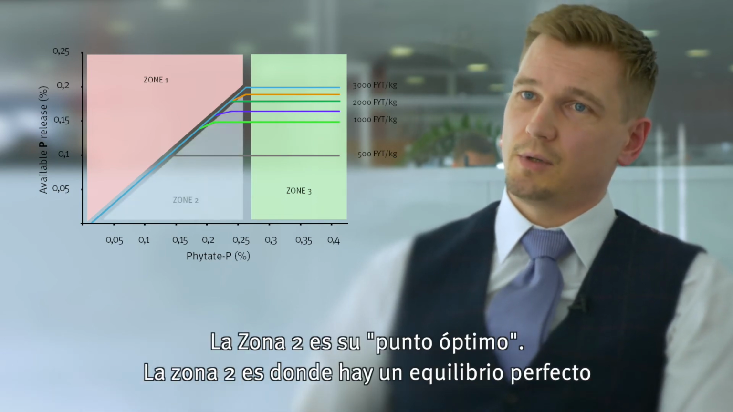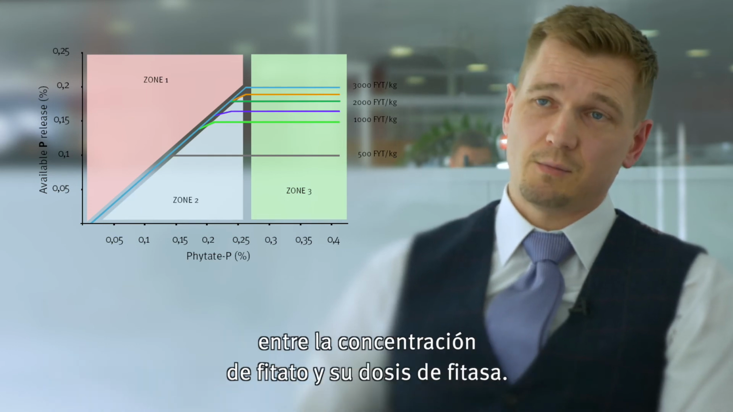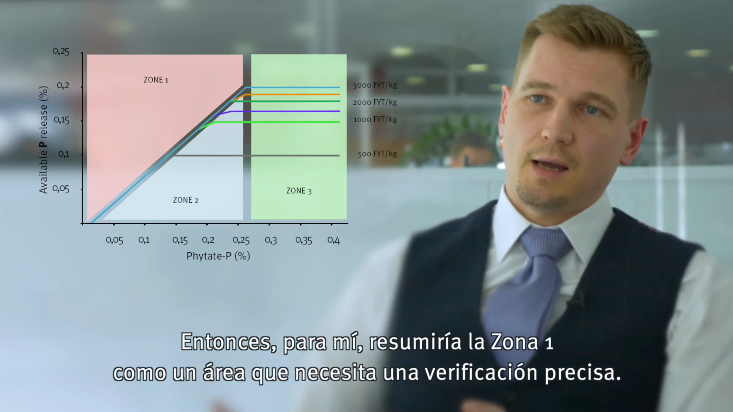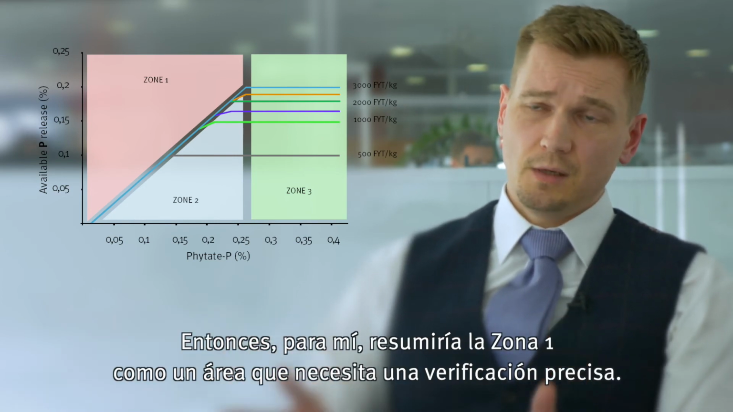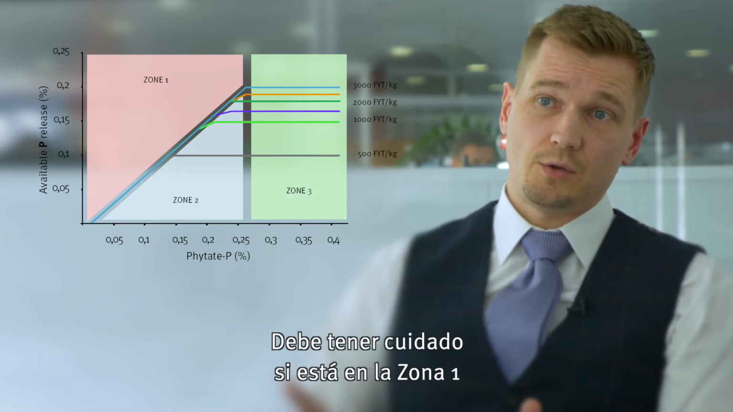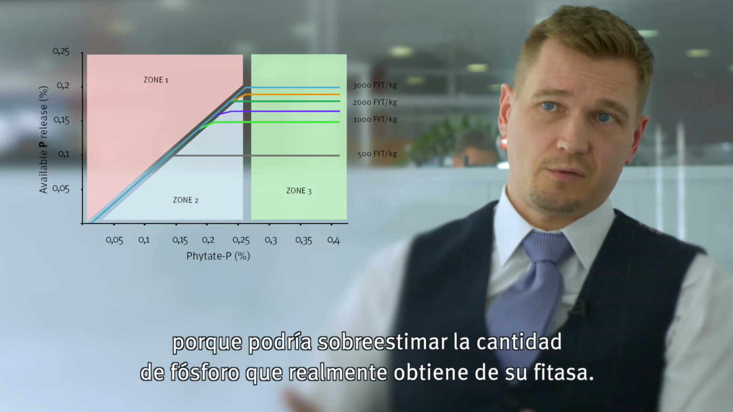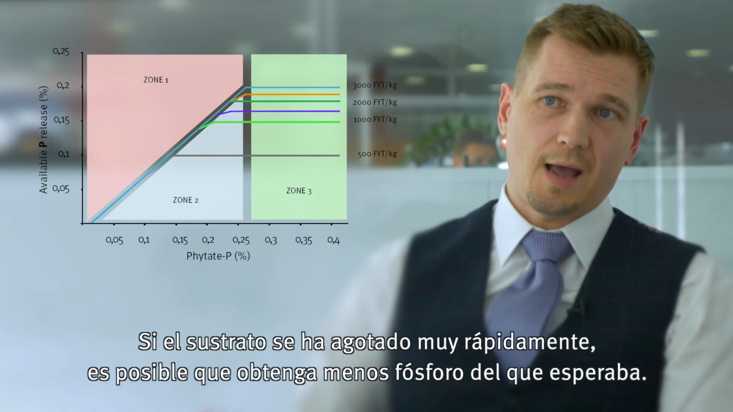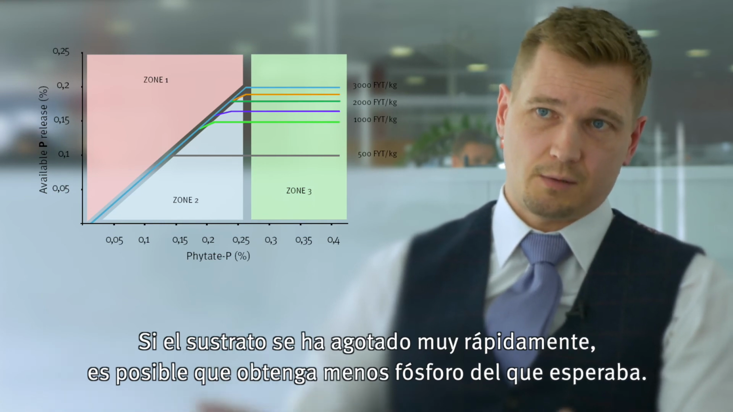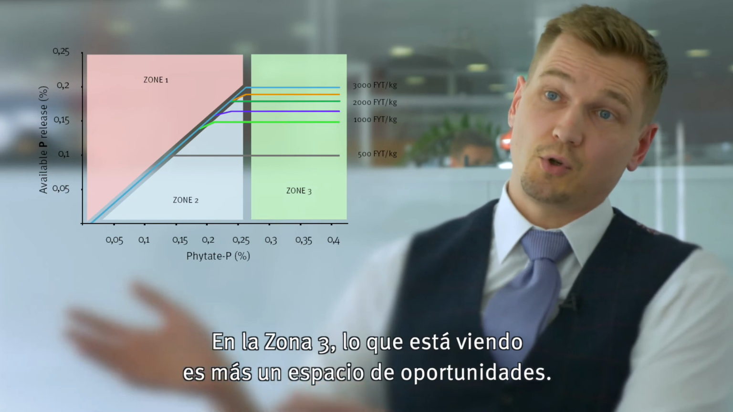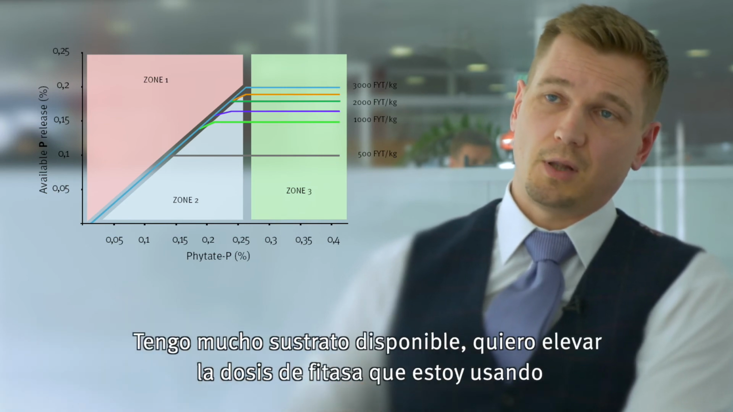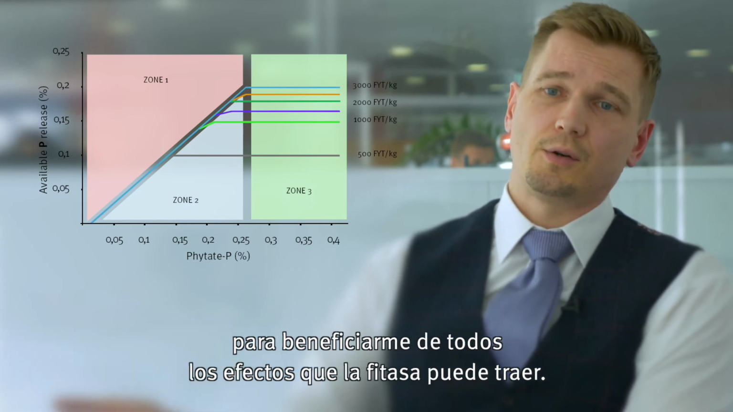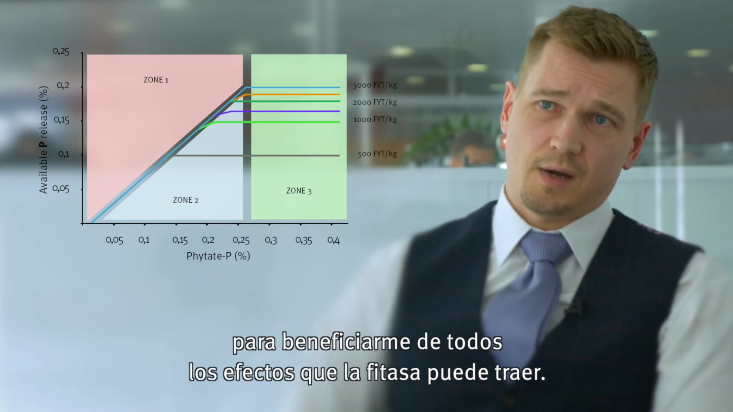Zone 2 is your sweet spot, if you like. Zone 2 is where there's a perfect balance between the phytate concentration and your phytase dose. So for me, I would summarize zone 1 as a sense check. You need to be careful if you're in zone 1, because you might overestimate how much phosphorus you're actually getting from your phytase. If substrate is depleted very quickly, you may actually get less phosphorus than you're expecting. That's a sense check. In zone 3, it's more of an opportunity space. You're looking at, I've got a lot of substrate available, I want to elevate the phytase dose that I'm using in order to benefit from all of the effects that phytase can bring.